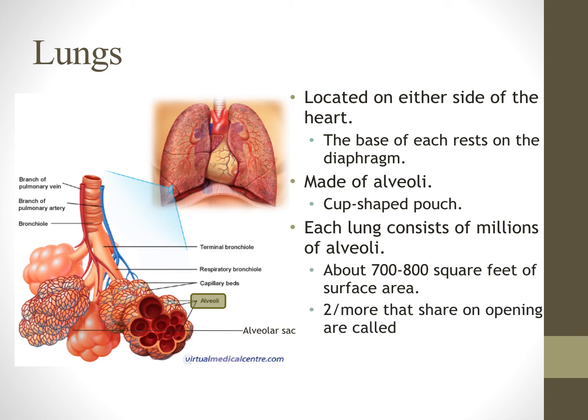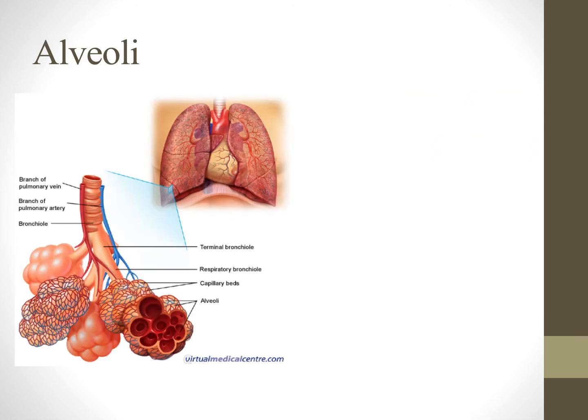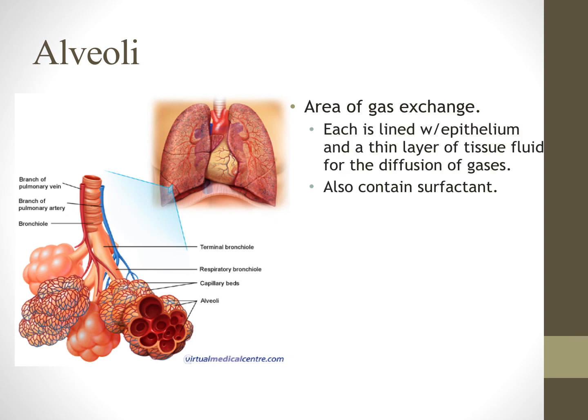Two or more alveoli, so two or more air sacs, will actually share the same opening, which is known as the alveolar sac. If we take a look at the alveoli in and of itself, these are areas of gas exchange once again. In fact, gas exchange is only going to happen here. Each is lined with epithelium and a thin layer of tissue fluid for the diffusion of gases. Remember, these inflate and deflate similar to that of a balloon.